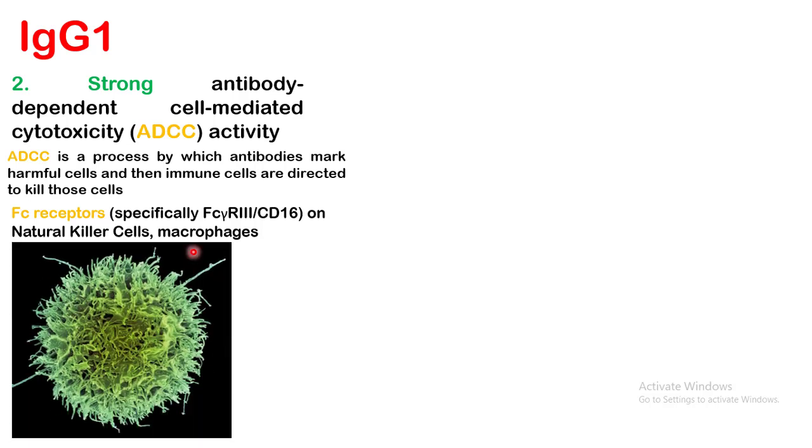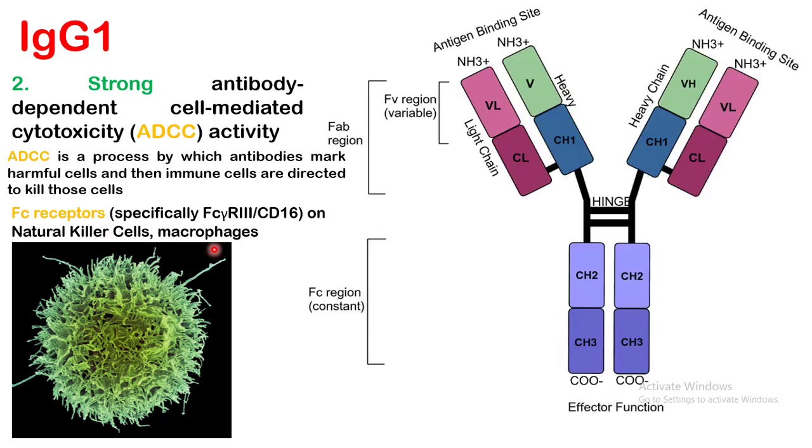And on the surface of the natural killer cell, this is an electron micrograph of the natural killer cells. On the surface of the natural killer cells and the macrophages, you are going to see specialized receptors, which are known as the Fc receptors, specifically the Fc gamma R3, which is also known as the CD16 receptor. So you are going to see this particular receptor on the surface of the natural killer cells and the macrophages.